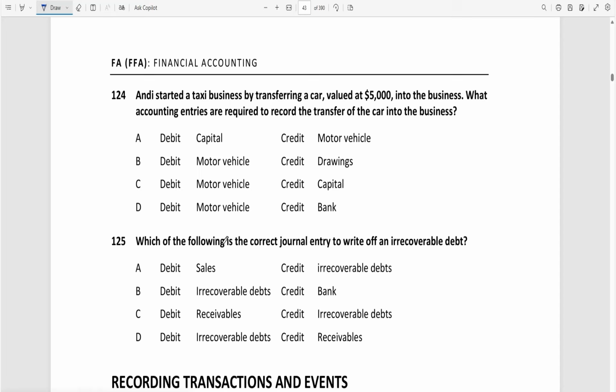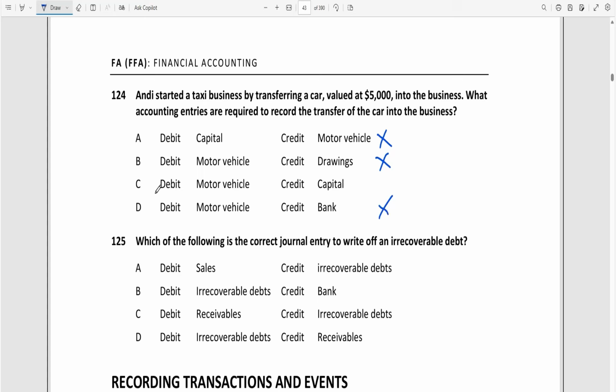So if we look at the four options, except A, the rest of the three options have motor vehicle on the debit side. So option A is already out. Now, this is not related to drawing. Drawing means you are taking money out of the business. Here, Andy has transferred his own taxi car to the business. So option B is also out. As there is no transaction paid out, there's no money transferred through the bank. Andy has simply transferred his car to the business. So option D is also out. So option C is the only correct option.